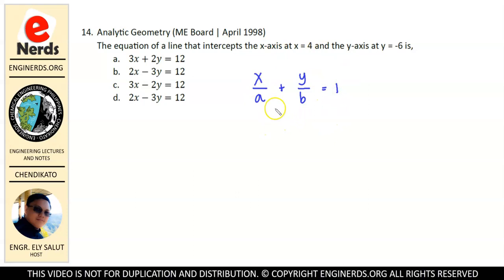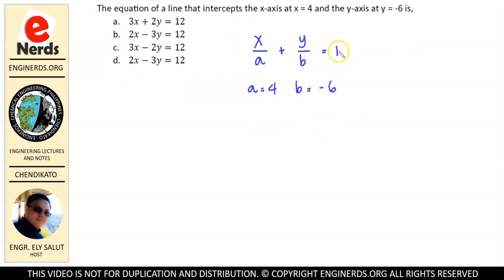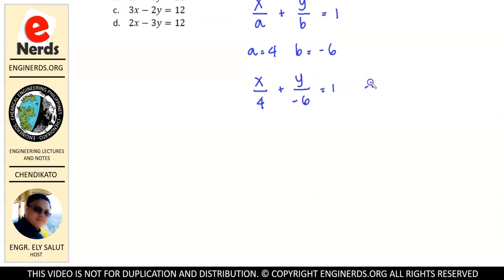Okay, so ito yung gagamitin natin dito. Because given na kagad yung ating x-intercept, which is equal to 4, and our y-intercept b is equal to negative 6. Okay, so substitute natin siya dito sa ating equation. So we have x over our a, which is 4, plus y over b, which is negative 6, and this is equal to 1. Okay, so we can also write this as x over 4 minus y over 6 is equal to 1. Okay, and we'll be using that here.